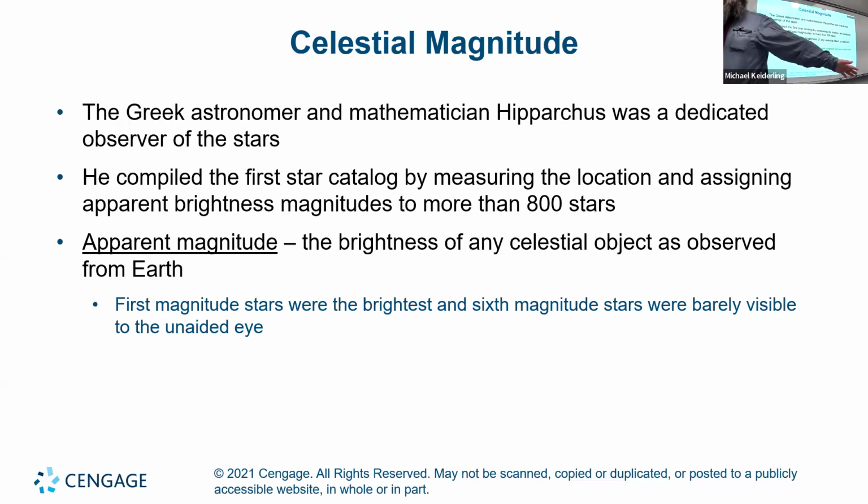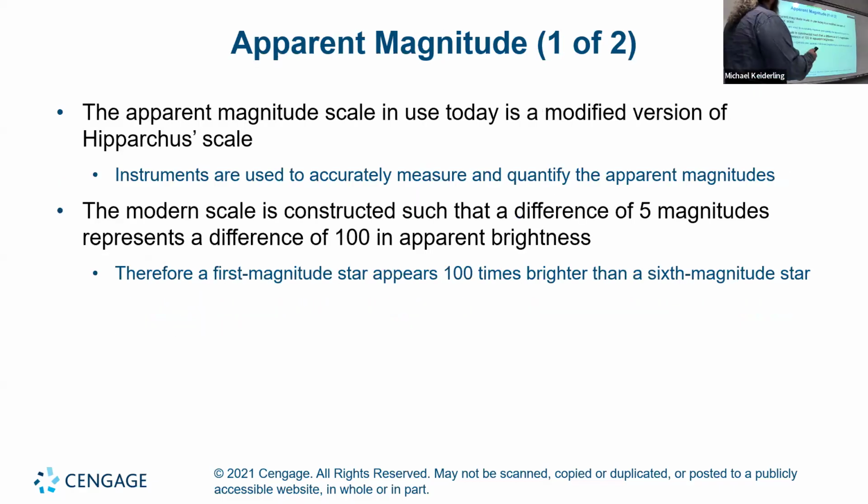And more or less keep Hipparchus's numbers. The apparent magnitude scale used today is a modified version of Hipparchus's scale, where instruments are used to actually measure how much light is coming from the star, and then you can quantify the apparent magnitude.